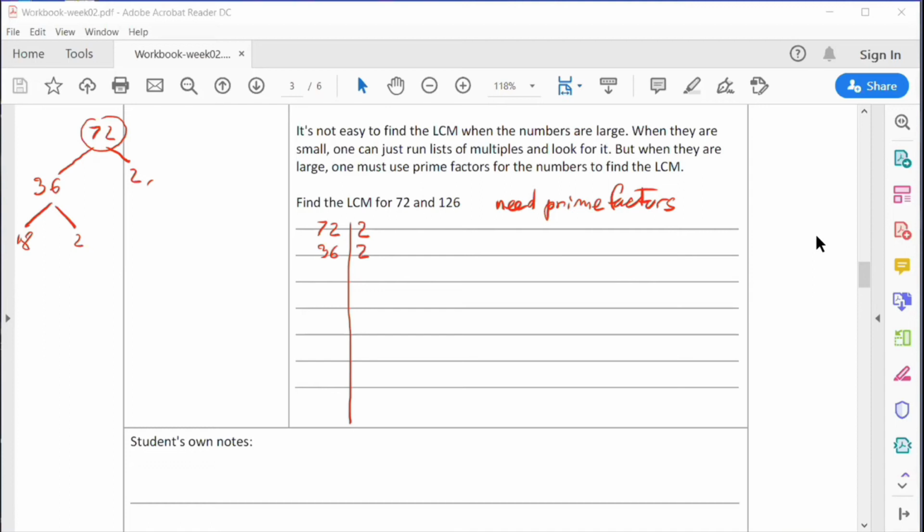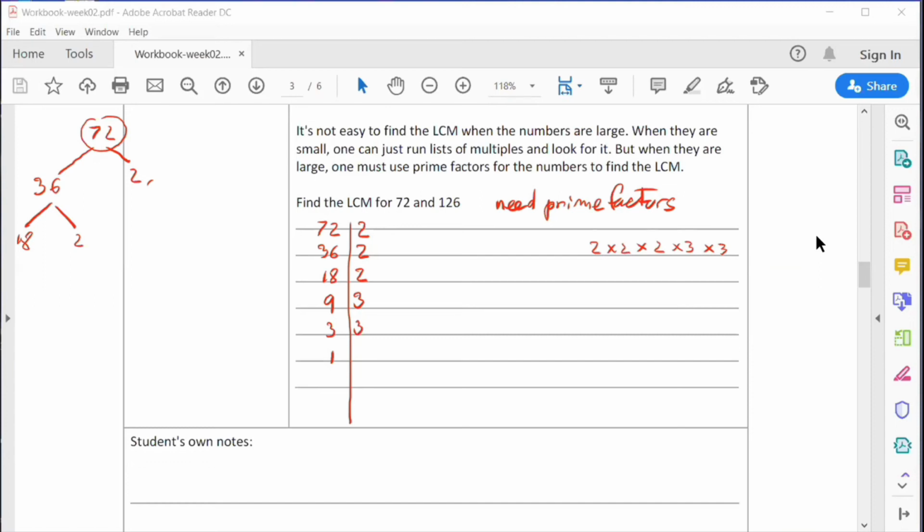Then you divide by 2 again. So you get 18. You divide by 2 again, and you get 9. Now you can't divide by 2 anymore, so you divide by 3, the next prime factor. So you get 3. Then you divide by 3 again, and you get 1. So that's it. So you have one list. The first list is 2 times 2 times 2 times 3 times 3. So the product of all that will give you 72.